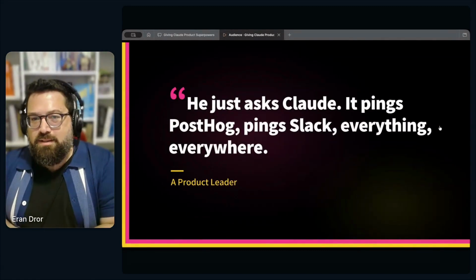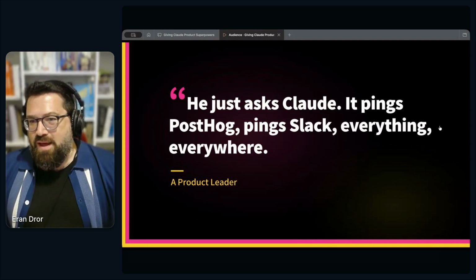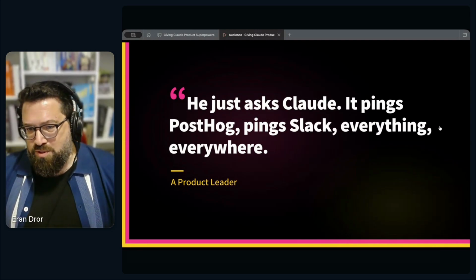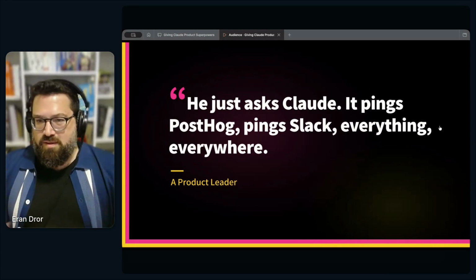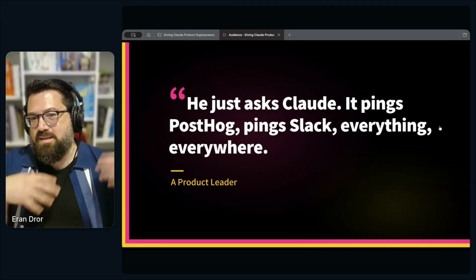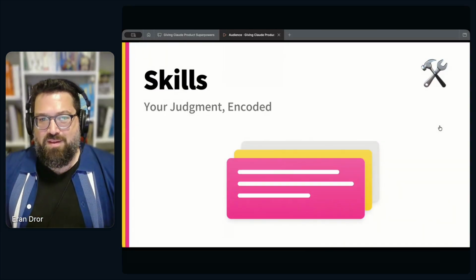Here's a quote from a product leader we talked to, describing another coworker. He just asked Claude. Claude pings PostHog, which is an analytics tool. It pings Slack. It just goes and does the research, and then it gives the conclusions, and then the human makes a decision, and goes back to Claude again.